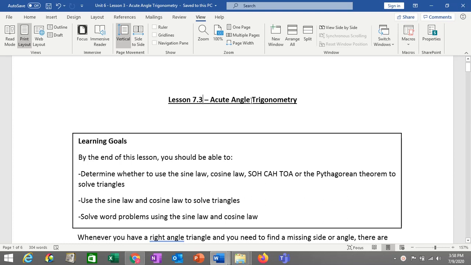Hi everyone, and welcome to Unit 6, Lesson 3, Acute Angle Trigonometry. So this is actually going to be the last new lesson of the summer course, so we're almost there.